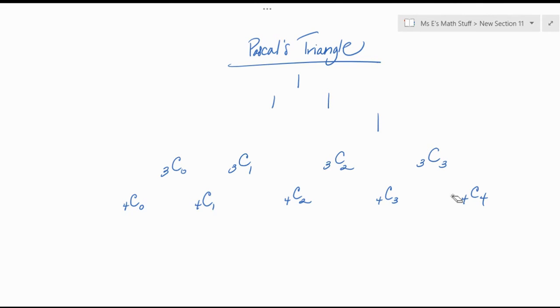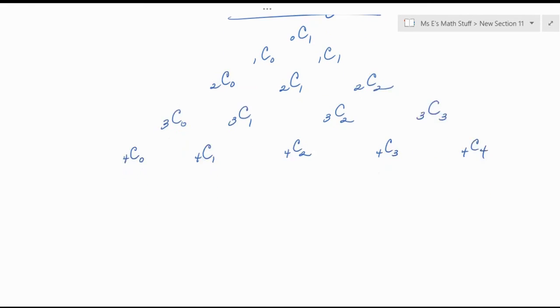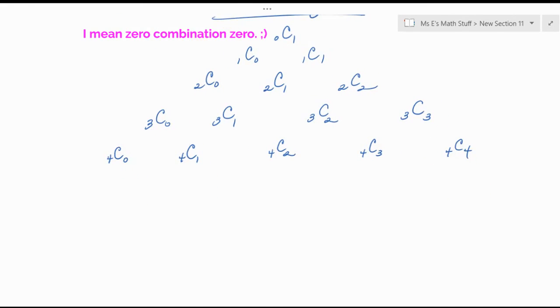And you could do this with any row, right? 1, 2, 1: 2 combination 0, 2 combination 1, and 2 combination 2. There you go. The 1, 1, just to be thorough, right? 1 combination 0 and 1 combination 1. And the 1 on the top is 0 combination 0. Strange but true.